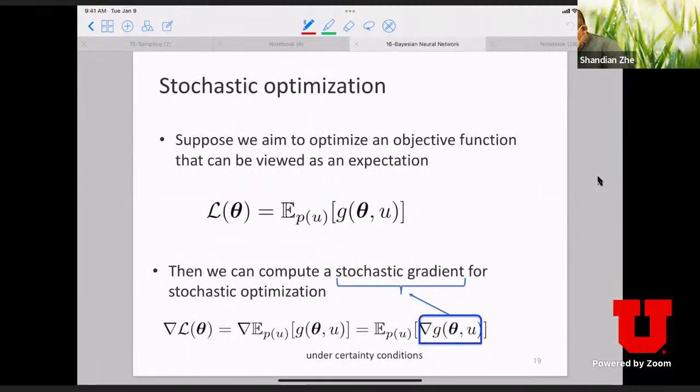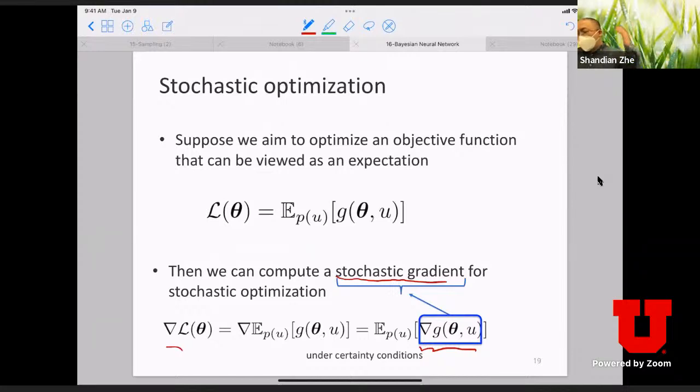Then, given any instance of u, we call the gradient of this random function g with respect to theta a stochastic gradient. Why is this called stochastic gradient? Because it's random. Because it's still a function of u, so it's a random variable. You take the expectation of this stochastic gradient, you will get the true gradient. Okay? So this is also called an unbiased estimate of the gradient. Why? Because you take the expectation of this stochastic gradient, you can recover the true gradient. So that's why it's called unbiased.